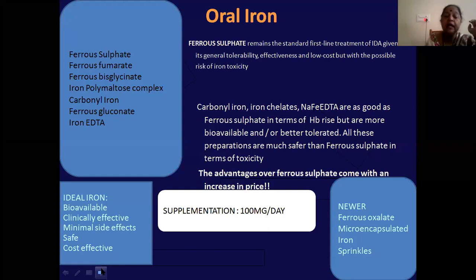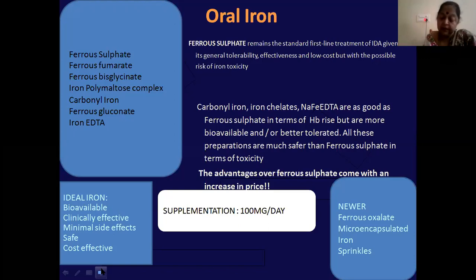There are many newer preparations, as I was telling about, the micro encapsulated have come. There are iron sprinkles have come. So you should choose an ideal iron tablet which is clinically effective, which has minimal side effects, which is safe and cost effective. So you have to see the patient. You cannot tell them the tablets which are very costly that they cannot afford. So one is cost factor, second is their compatibility and compliance.